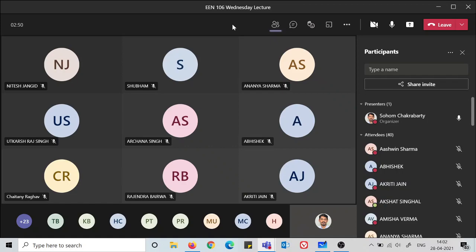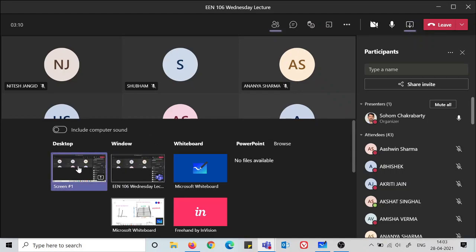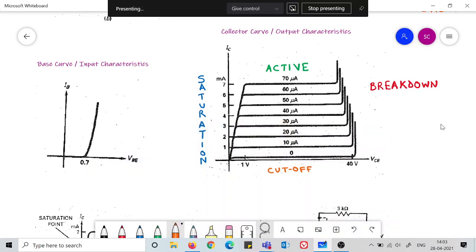There are basically two different current loops which are set up when the transistor is biased. One is in the base and another is in the collector. So let me share the screen and we will move a bit ahead now.